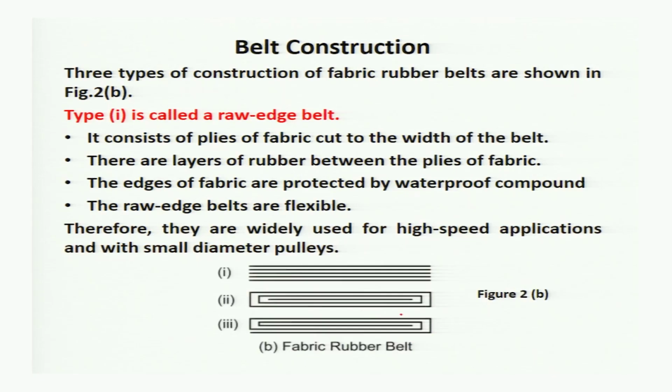Shown in this figure, type 1 is called the raw edge belt. It consists of plies of fabric cut to the width of the belt. Between the plies there will be a layer of rubber. The edges of the fabric are protected along the edges. The raw edge belts are flexible, therefore they are widely used for high speeds.